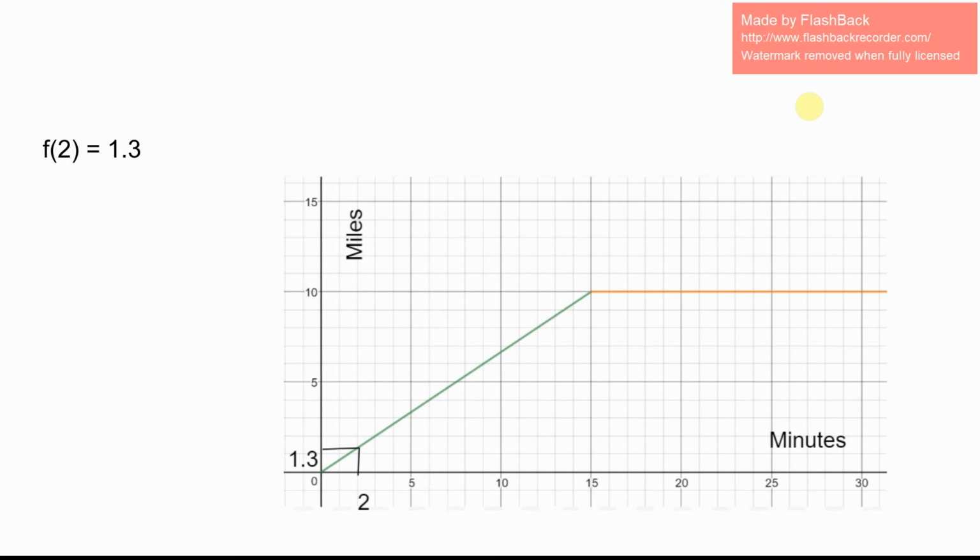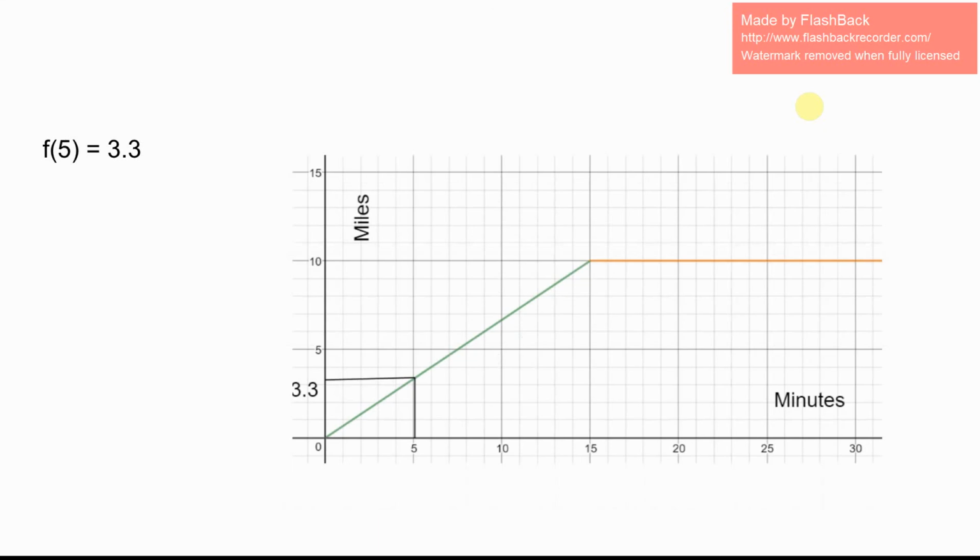Next, when x is 2, which means 2 minutes, then the miles that it will equal is 1.3. So in 2 minutes, we have traveled 1.3 miles. Then for the next one, we traveled 3.3 miles in 5 minutes.